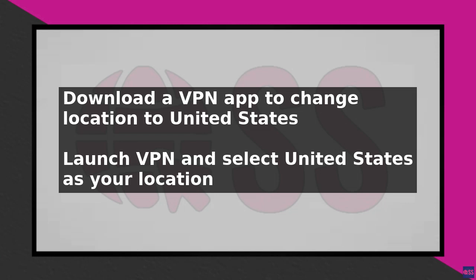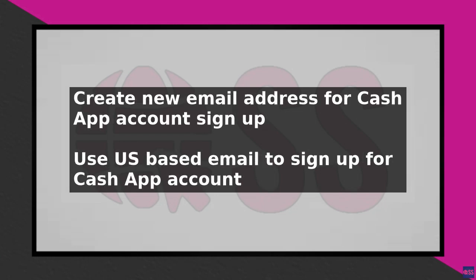Once the VPN is downloaded and installed, launch the app and select the United States as your location. After that, create a new email address specifically for your Cash App account, as you will need a US-based email address to sign up for the app.